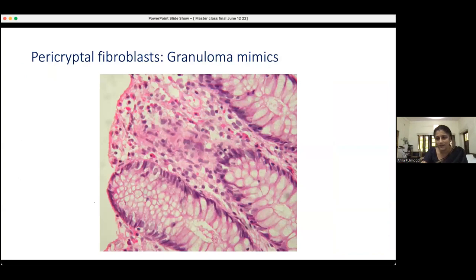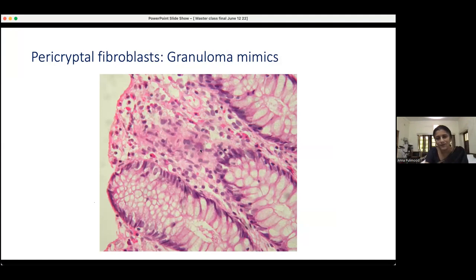The only practical point about pericryptal fibroblasts is that normally you don't see them. They're just a thin sheath. If you use immunohistochemistry, they become very obvious. Or if you look under very high power, you might see some thin stromal cells. But sometimes the section goes through the plane of the pericryptal fibroblast sheath. So the sheath around the crypt has been cut through here.